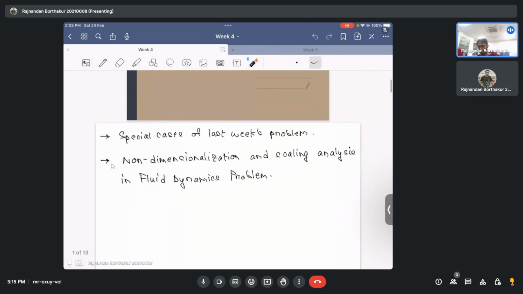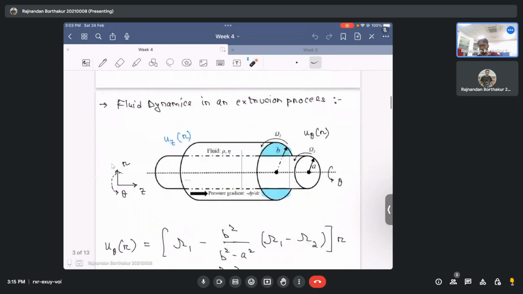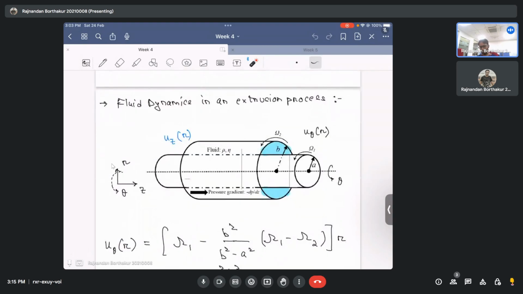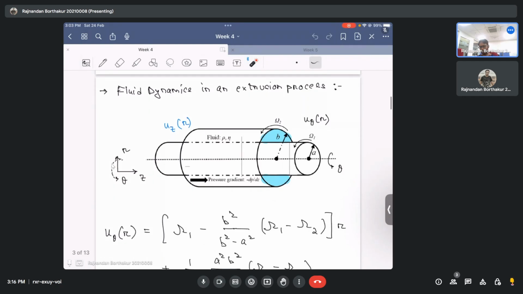We looked at a special case of a fluid mechanics problem where the two cylinders... We were essentially solving the Navier-Stokes problem involved in an extrusion process, where the two cylinders were rotating with some given angular velocity. And there was also an axial pressure gradient, which is used to move the fluid out of the space.